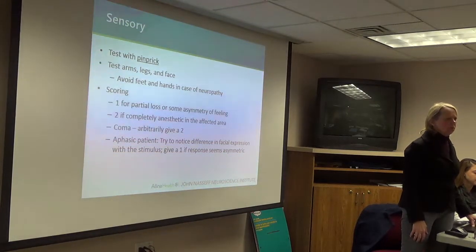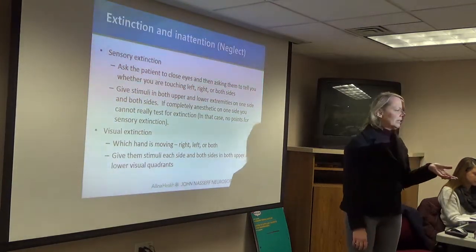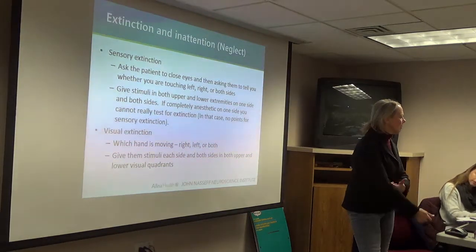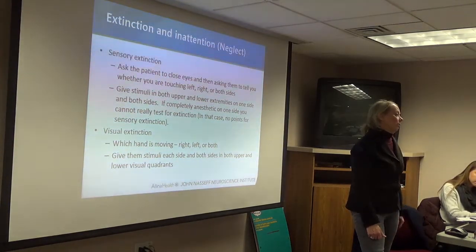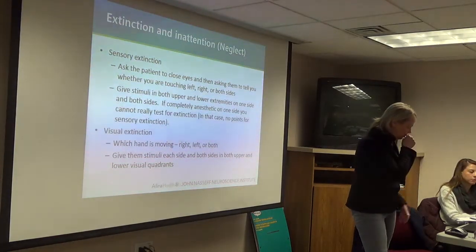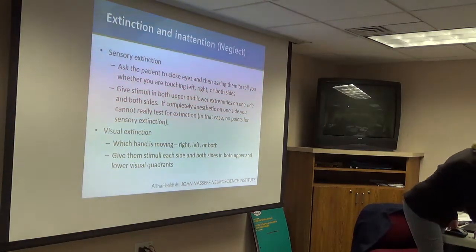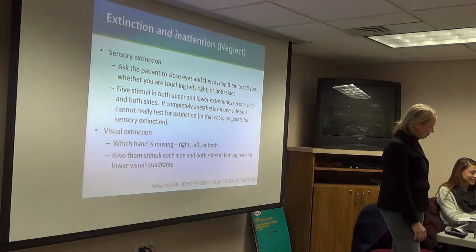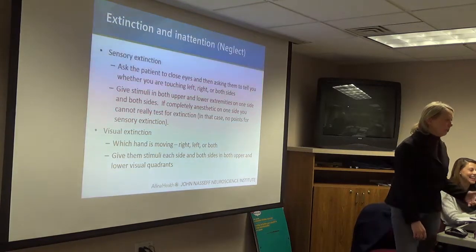Comatose, arbitrarily give them a 2. If they're aphasic and they have no idea what you're asking them to discriminate, I ask you to notice what's happening when you're starting IVs. If they didn't even flinch when you poke them real hard, we'll give them a 2. If they have less of a facial response for one side versus the other, I give them a 1. 0 if they seem to respond equally to both sides.